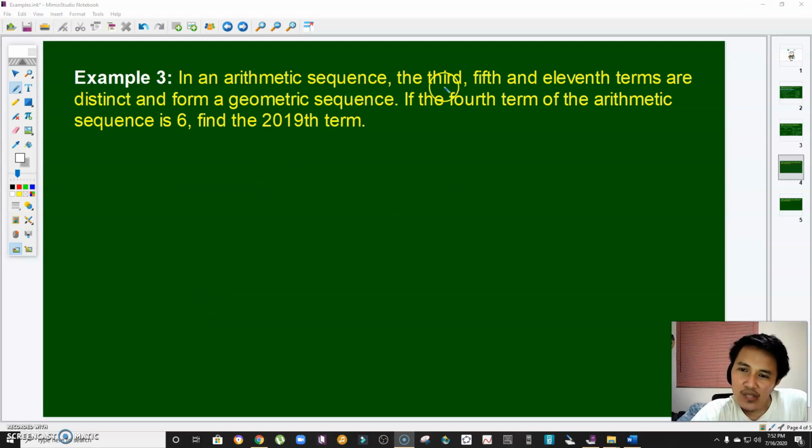In an arithmetic sequence, the 3rd, 5th, and 11th terms are distinct and form a geometric sequence. If the 4th term of the arithmetic sequence is 6, find the 2019th term.